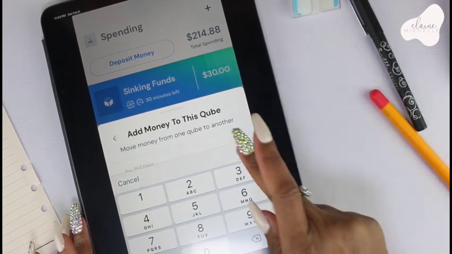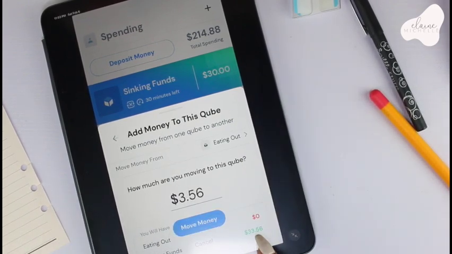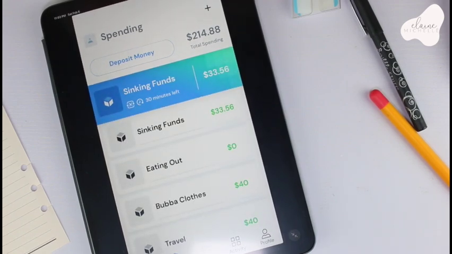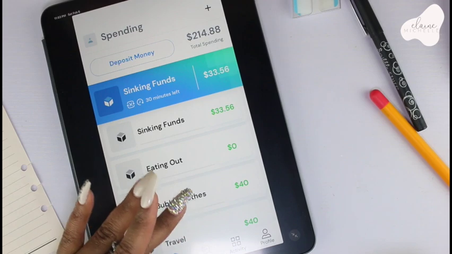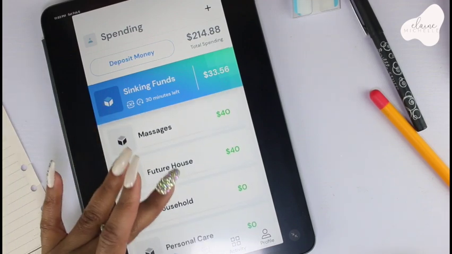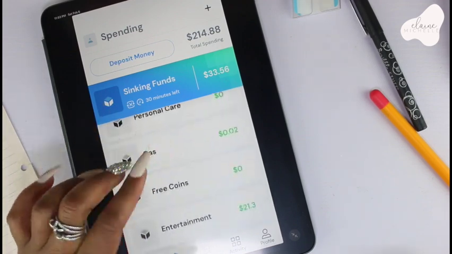Right here, from eating out, and we're going to move that into the sinking funds, and you hit move. Okay, so now eating out is back to 0. Sinking funds now has $33.56 in there. All right, so same thing. I'm just going to go through my category.